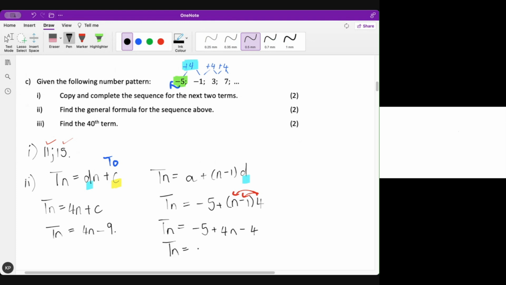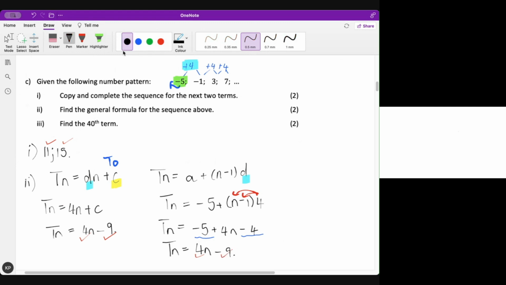I'm going to put 4n in first. And -5 minus 4 gives you negative 9. Okay, and the mark allocation for this, you're going to get one for the coefficient of n, so the 4, as well as for c, both of them, because it's only 2 marks.